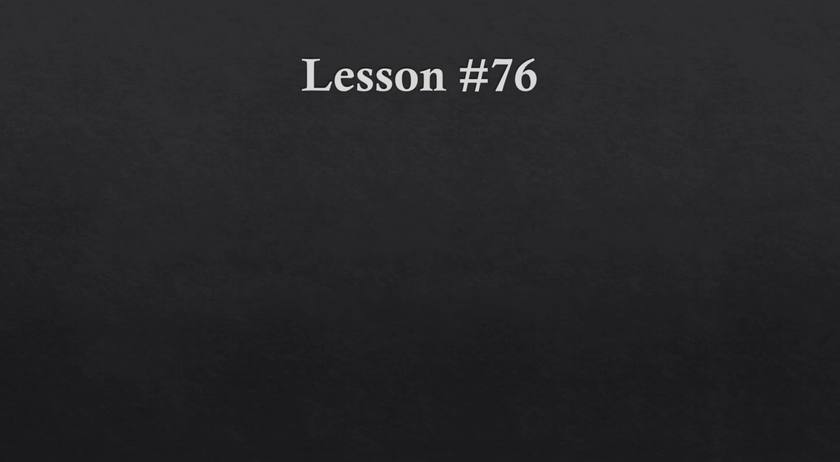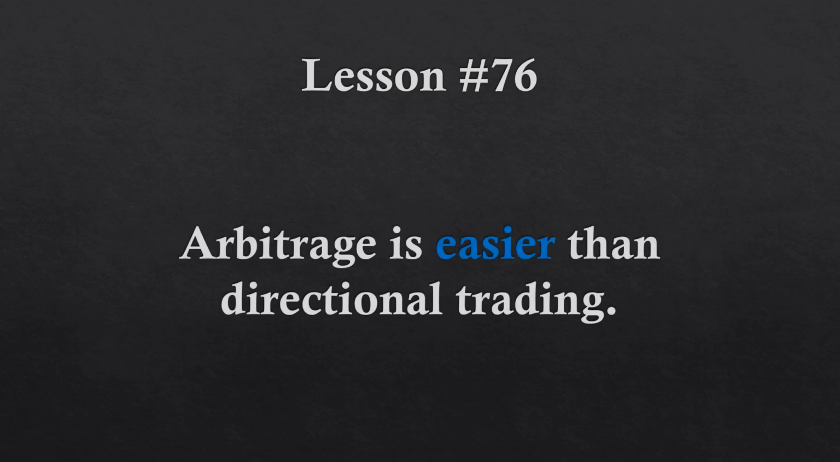Lesson number 76. Arbitrage is easier than directional trading. Arbitrage is all about exploring the difference between two or more markets. There are many ways of doing that. This difference usually has some interesting statistical properties that make it easier than speculating about the future direction of price, which is by far the most difficult thing you can do, and ironically, the first choice of most retail traders.